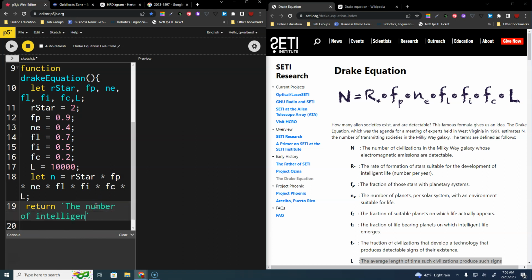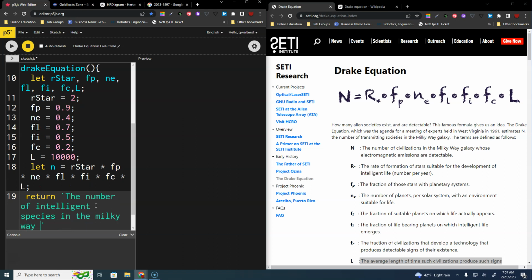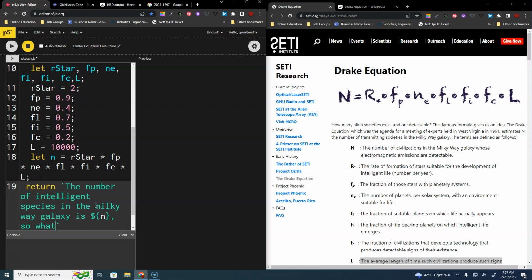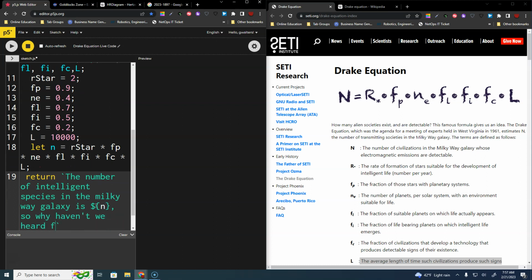Intelligent species in the Milky Way galaxy is $ code block n. So why haven't we heard from them?